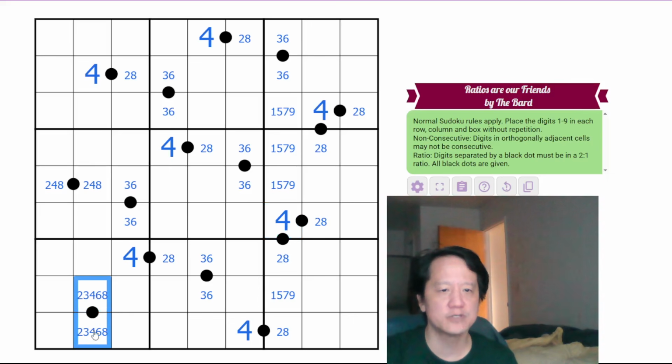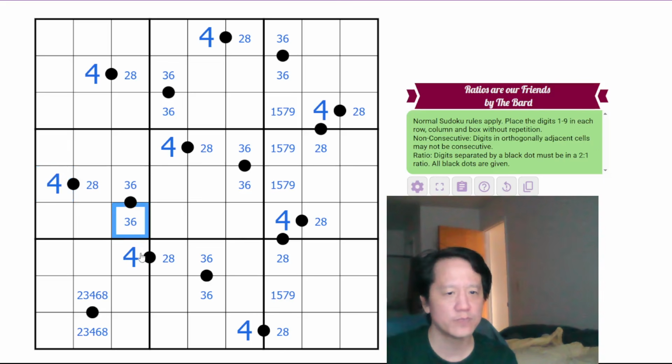Actually, pretty cool. This can't be 4. This can't be 4 here. So where's the 4 in this box? It must, or in this ratio, it must be here. This cannot be 4. So this is 3, 6 as a pair here. Okay. Very cool, actually.